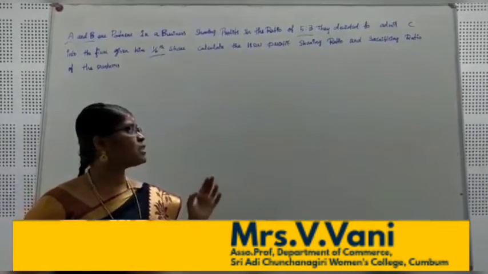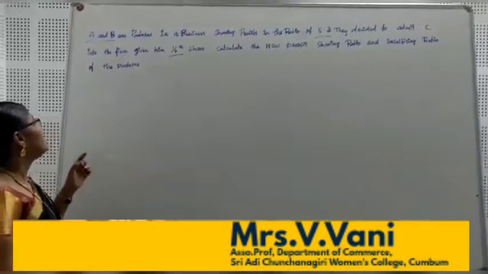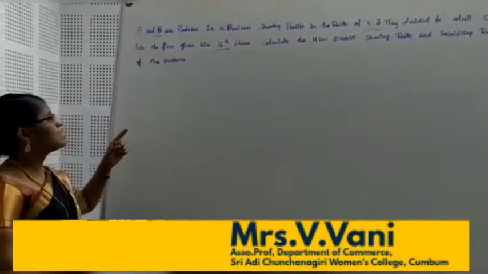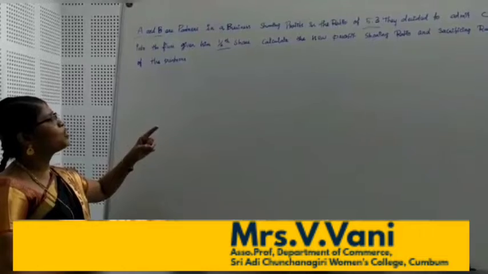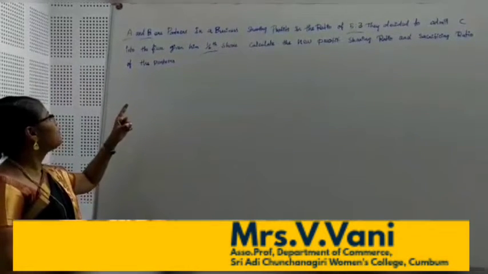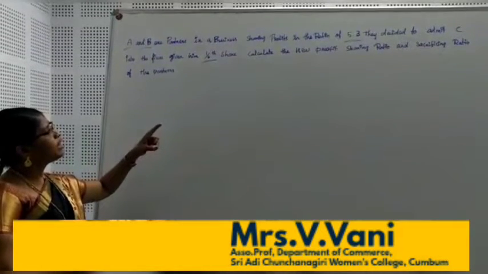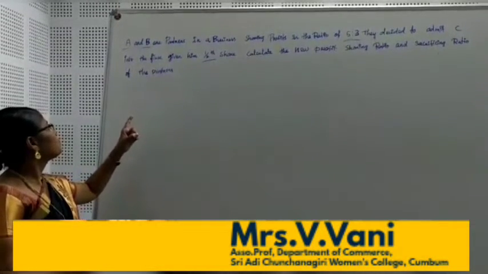So let me come to this problem for calculating the sacrificing ratio. A and B are partners in a business sharing profit in the ratio of 5:3. They decided to admit C into the firm, giving him 1/6 share. Calculate the new ratio and sacrificing ratio of the partners.